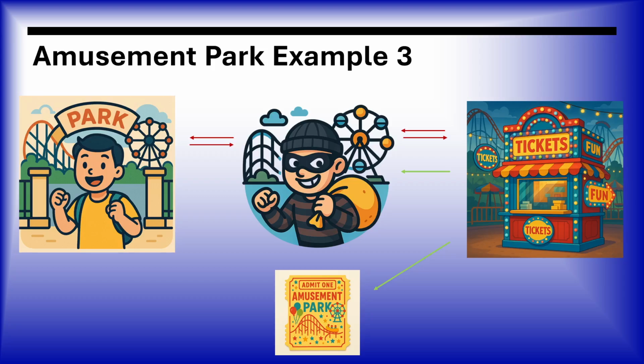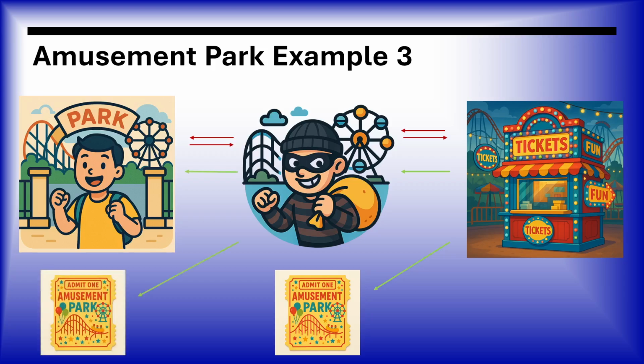And then once they validate the ticket number, the person behind the counter gives the person in the middle the ticket. That person in the middle then takes a copy of the ticket and holds on to one for himself, and then gives the original, or the copy, to the person. Both of them go into the amusement park.